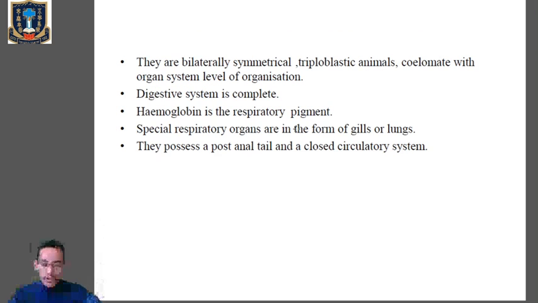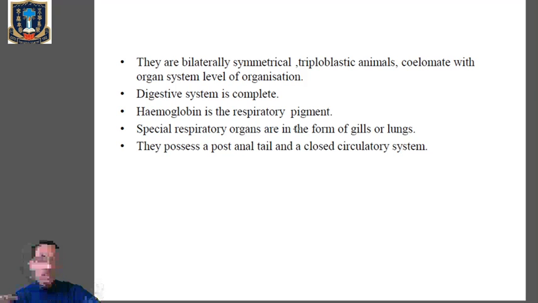First, they are bilaterally symmetrical. You know this meaning. What does bilateral symmetry mean? Try to recall it back. Then they are triploblastic animals. What does triploblastic mean? We have the presence of three embryonic germ layers, right? They are ectoderm, mesoderm and endoderm.